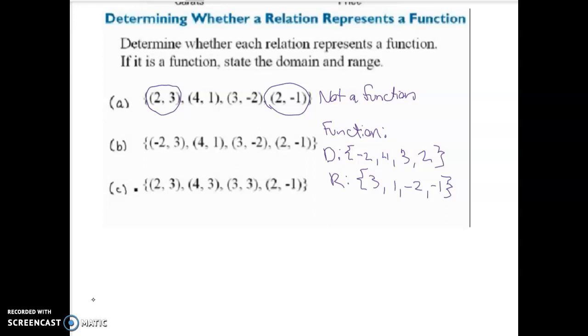Excellent. Now for part C, once again, I'm checking to see that each X value has only one unique Y value. So we have (2, 3), (4, 3), (3, 3), and (2, -1). Unfortunately, 2 has the output of 3 and also has the output of -1. So it is not a function.